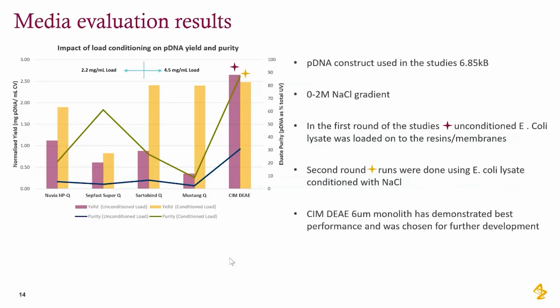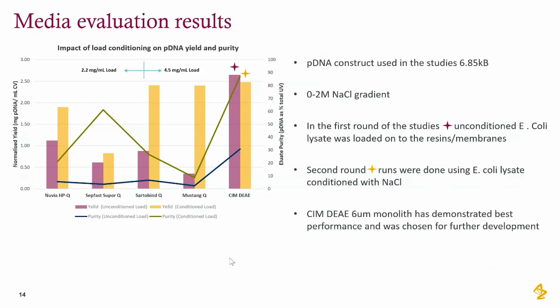In this slide, you can see comparison results between the media that we have been evaluating. Let's start with what we were using in those studies. In all of these, we were using the same pDNA construct, whose size was, I think, approximately 6.9 kb. Then, in order to elute pDNA that bound to those media, we were using a sodium chloride gradient ranging from 0 to 2 molar.